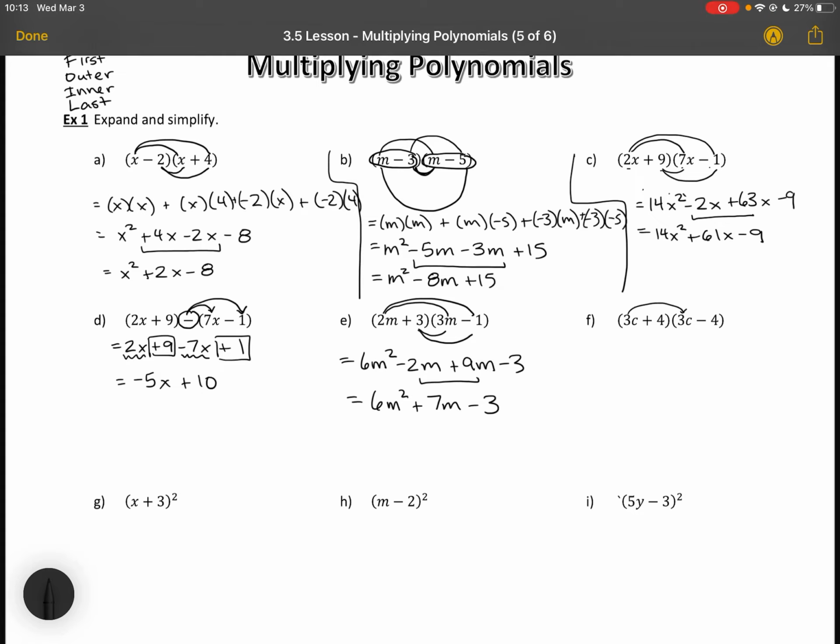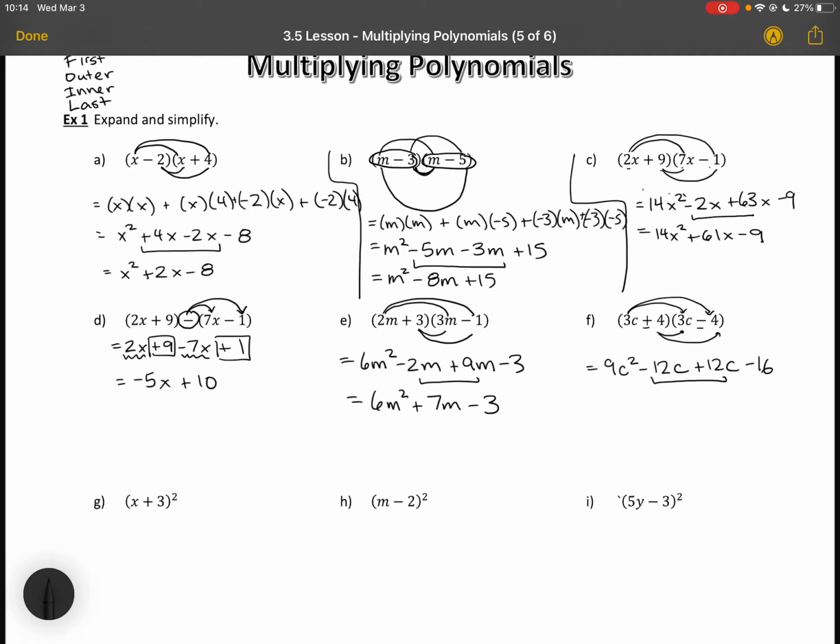Example F: first, outer, inner, last. Notice that these brackets are almost the same except for the sign in the middle. 3c times 3c is 9c squared. 3c times minus 4 is minus 12c. 4 times 3c is plus 12c. 4 times minus 4 is minus 16.